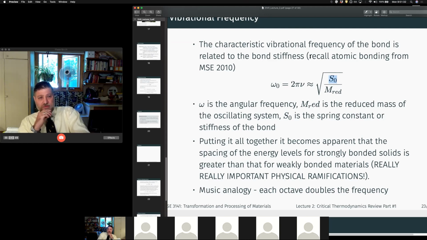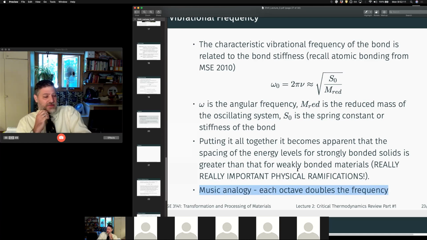And this you probably touched on when you looked at atomic bonding in MSE 2010. I'm going to skip over a huge amount of details because they're not particularly relevant for the point I want to make here. But if we put all of this together, essentially what we get is that the spacing of the energy levels for strongly bonded solids is greater than that for weakly bonded materials. And this is going to have really important physical ramifications that we'll hit on in the next couple slides, right? And this has an analogy in music, right?